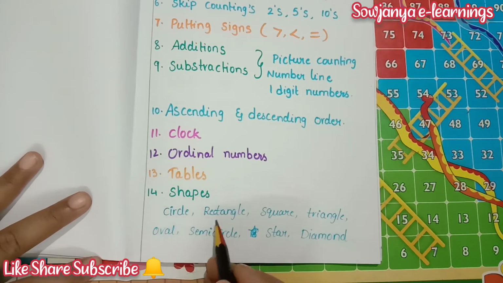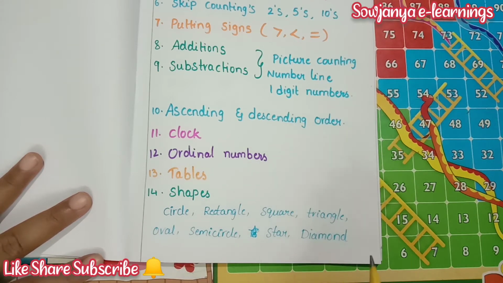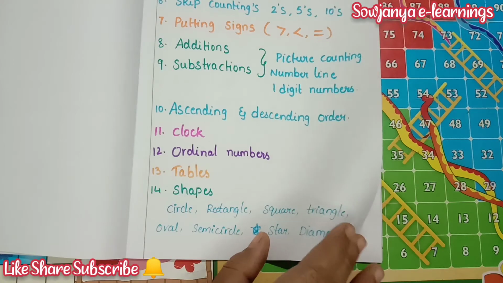Shapes. Shapes like circle, rectangle, square, triangle. These shapes already they will learn in nursery and LKG. Here we have to introduce them. Ovals, semicircle, star, diamonds. These are the shapes we have to introduce to the kids.